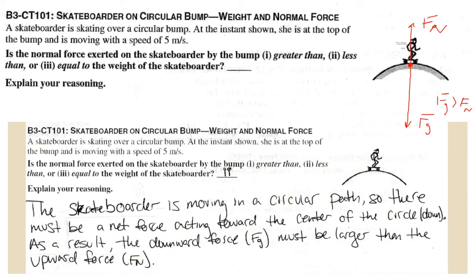And so the explanation here is pretty simple. The skateboarder is moving in a circular path, so there must be a net force acting toward the center of the circle, down. As a result, the downward force, Fg, must be larger than the upward force, Fn, in order to produce a net force toward the center of the circle. That's it. It is that simple. Take a second to pause this video here and write this down, adding to your explanation whatever may be missing, or just writing down the whole thing completely if you got this one wrong. And when you hit play, we'll move on to the next one.